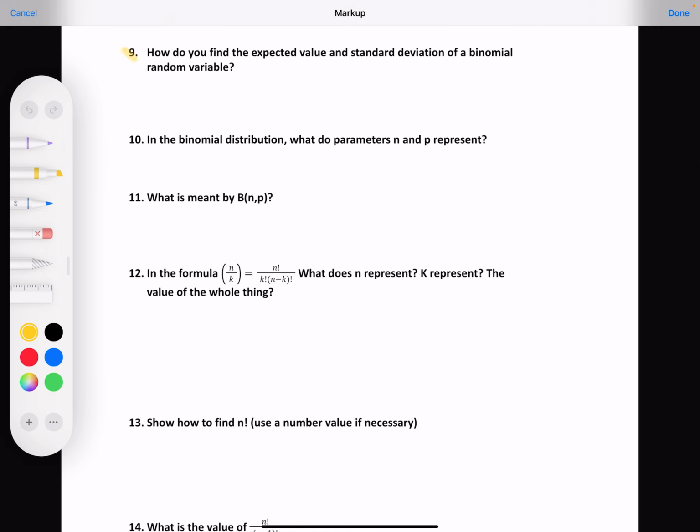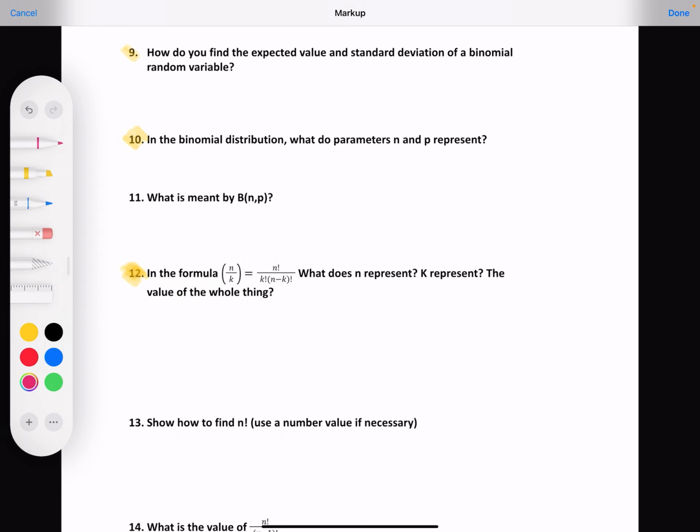You need to know 9 and 12. And I'm also going to go ahead and answer 10 just so that you have what those things mean. And then I think that's it. All right, so 9. This is going to be more formulas. Okay, so I'm going to switch back to pink.